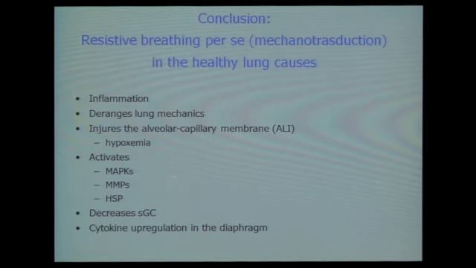Volume causes hypoxemia, activates various pathways, and probably some of them we have not explored. It decreases soluble guanylate cyclase and causes a significant cytokine upregulation in the diaphragm, and these cytokines also escape into the circulation.